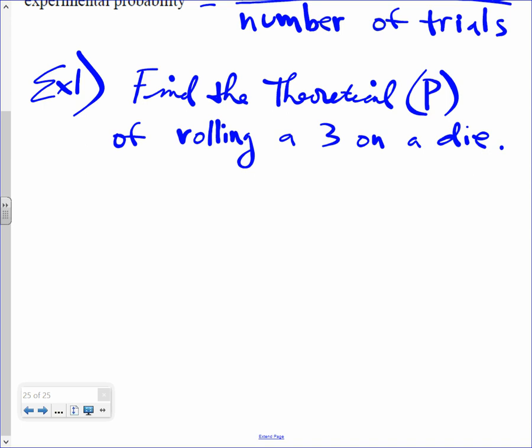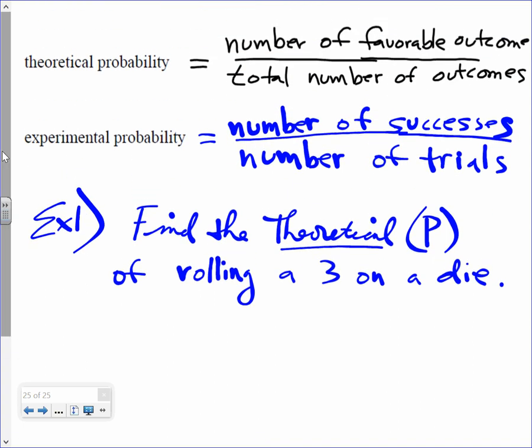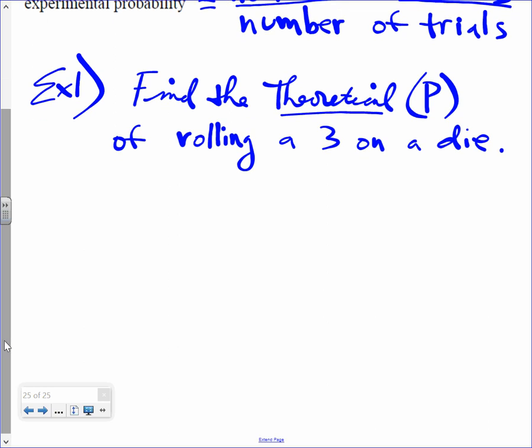Now, theoretical means in theory, like a thought experiment. In other words, we're not going to pick up the dice. I'm not going to pass it. I'm not going to get this in my hand and start rolling it. I'm going to think about the formula that we just wrote down. What is the number of favorable outcomes that I'm looking for if I were to actually roll the die? What am I looking for when I roll the die in my mind? A 3. So how many 3s are on one die?